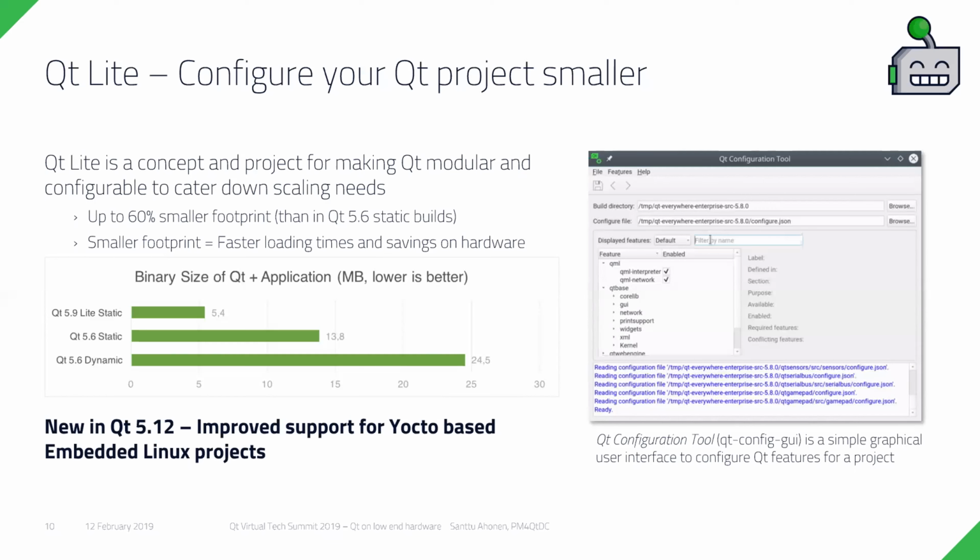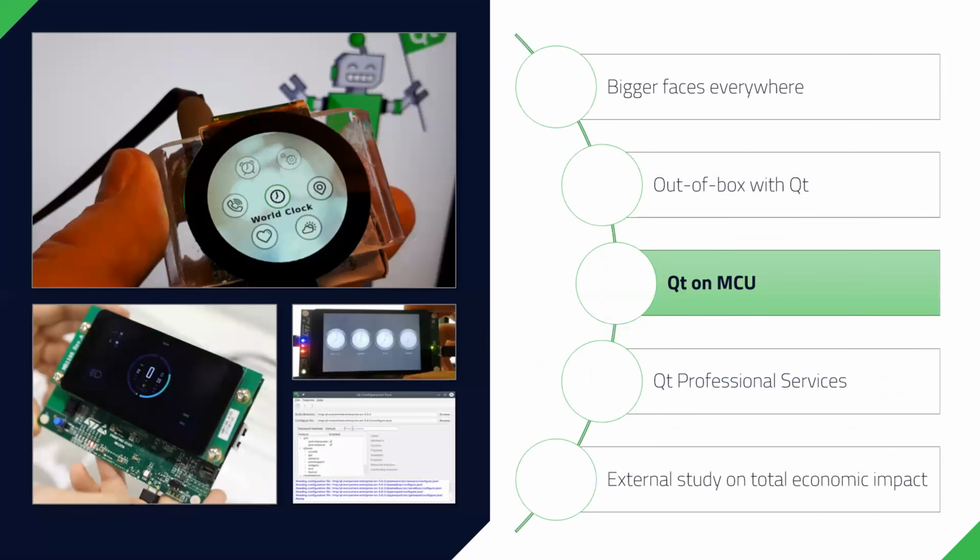And the new thing we have now done in 5.12, which is an LTS release released at the end of last year, is that we have now also improved the support on how to use the Qt Lite configurations and the Qt Lite configurator tool in context with Yocto-based embedded Linux projects. So it's made even easier to make smaller footprint binaries, which also means faster for the embedded devices. And this is part of the concept and work we are going to be using also going towards the MCUs. So those are the highlights of what we support out of the box with Qt.